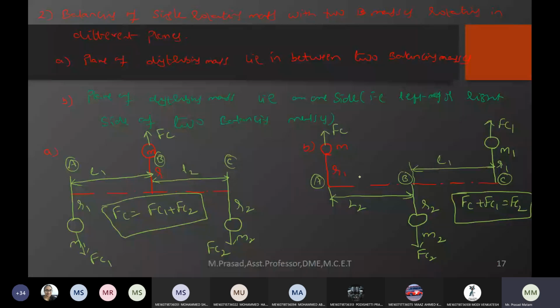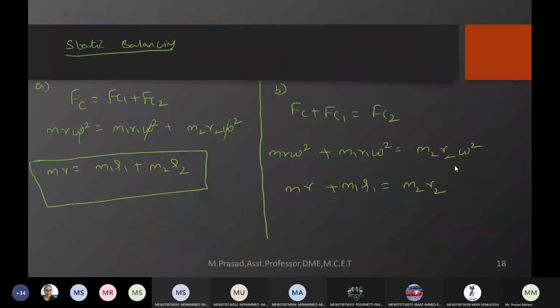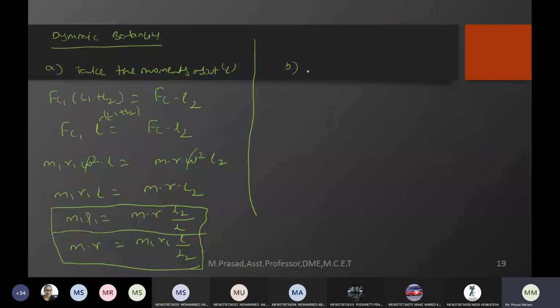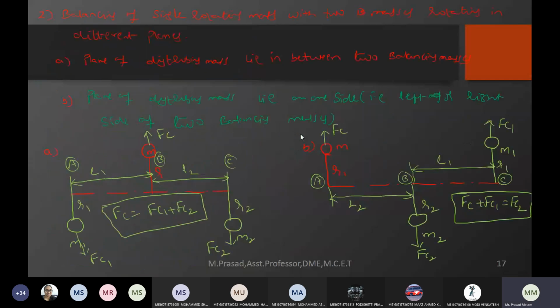Just remember this diagram. What is the equation I can get here with respect to point B? It is FC into L and FC1 into L1. L2, L1, right, sir. Okay, take the moments about point B, I am writing here. When I take the moments about point B, what am I having? One disturbing mass, that is FC, multiplied by the distance L1 or L2. Let me see the diagram. FC into L2 I am having here.